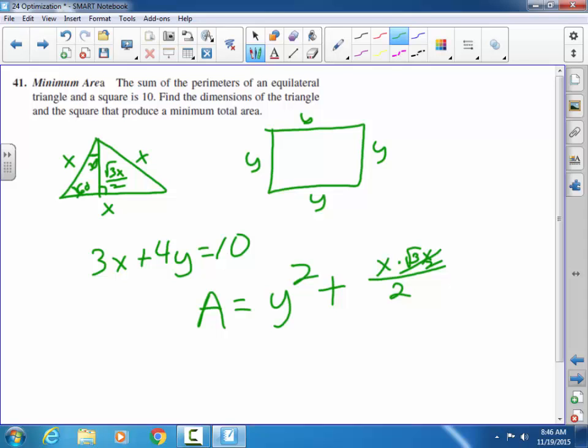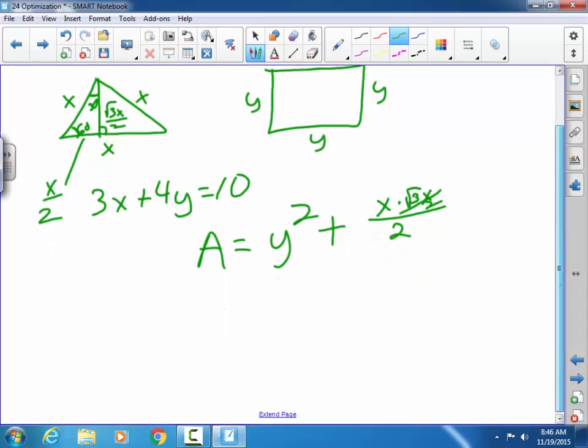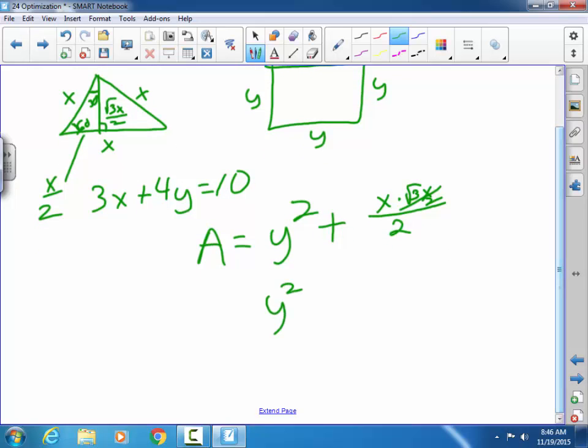Because this side right here is x over 2. It's half of it. And this side here, the hypotenuse, is twice as long as that, and the height is root 3 as long as the short side. So you can wind up with this, root 3 over 4 x squared. That's your area. It's y squared plus root 3 over 4 x squared.